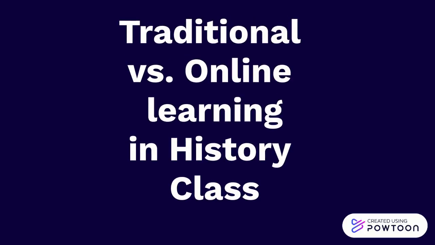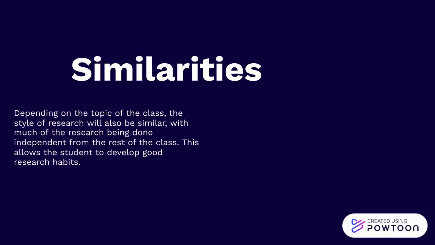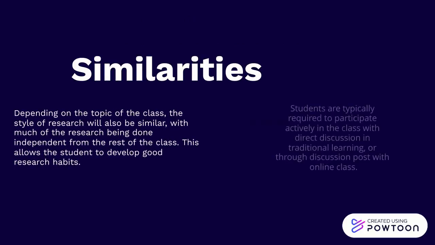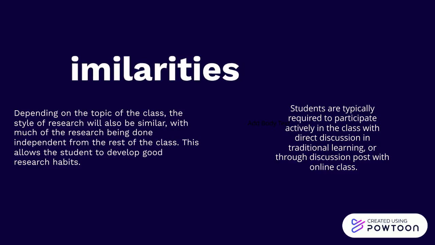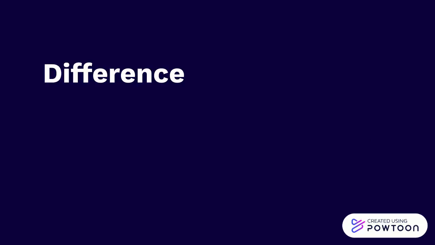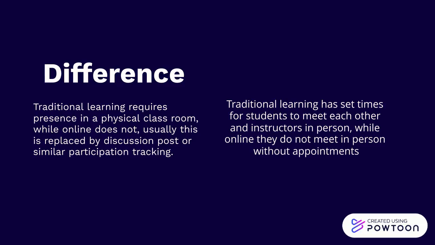Traditional versus online learning in history class. Similarities include independent research, allowing students to develop good research habits, and participation in the class, either through direct discussion or a discussion post. Differences include that traditional requires a physical place and set time, either a classroom or similar meeting, while online replaces this with discussion posts and meeting via appointments.